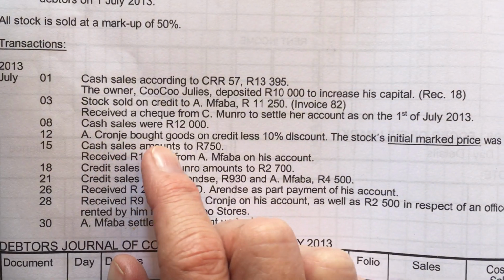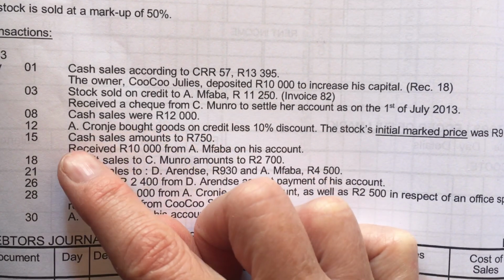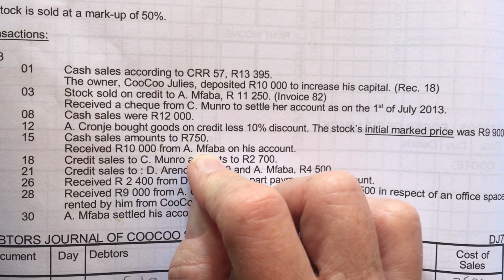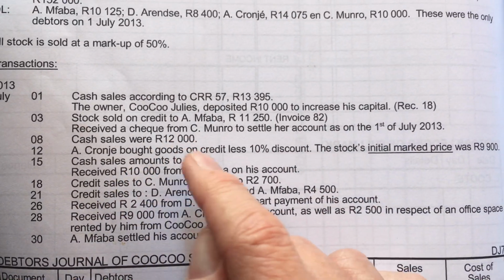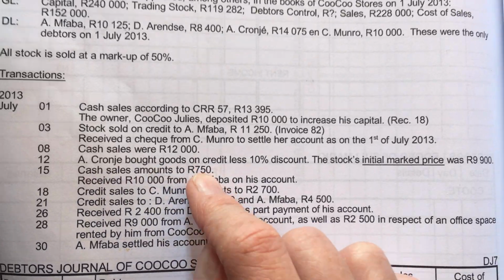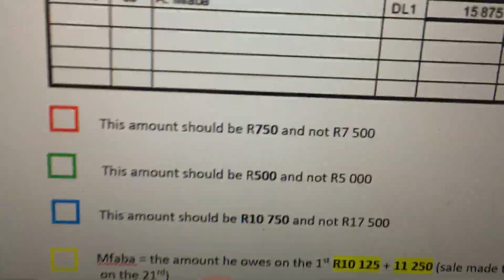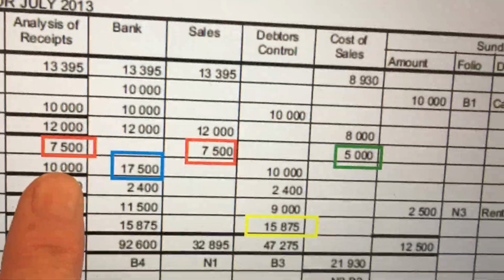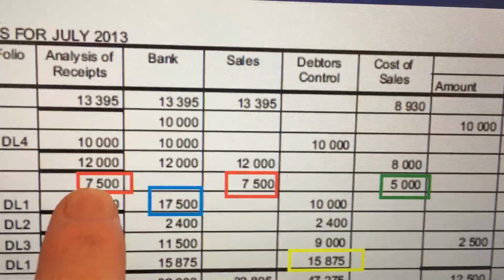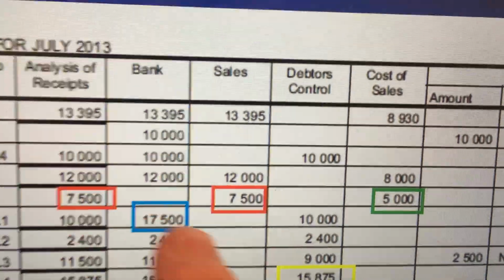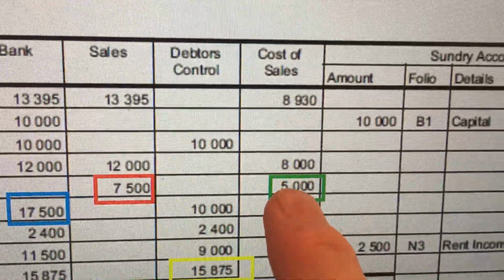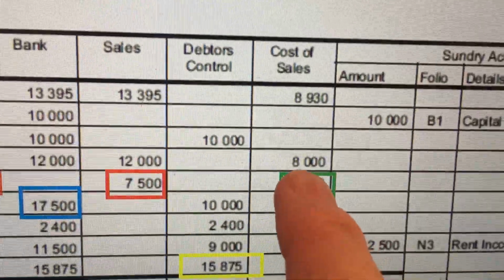The next one is on the 15th. We have cash sales amounting to 750 Rand, and we received 10,000 from Mfaba on his account. So there's two things happening here. First, there's a cash sale of 750 Rand. So we come in here, CRR on the 15th. You can see I put a red block around it because I explained to you that it should be 750 and not 7,500. Obviously the person of the answer book typed in an extra 0. So you should say 750 in analysis, 750 in sales, and your cost of sales should be 500.